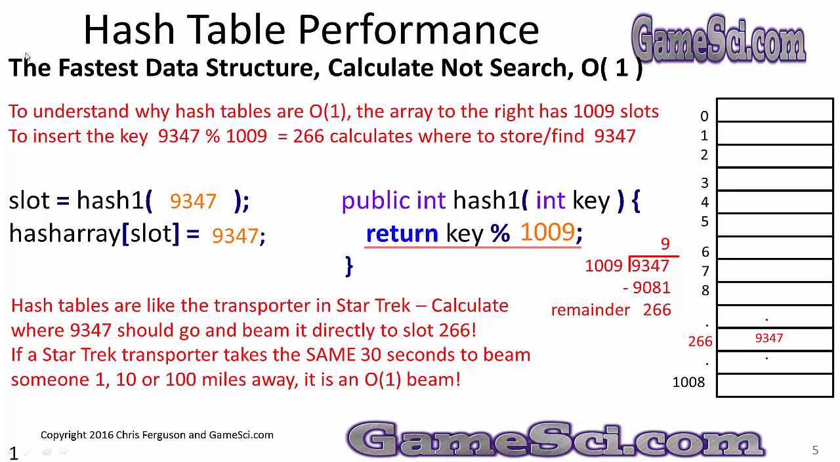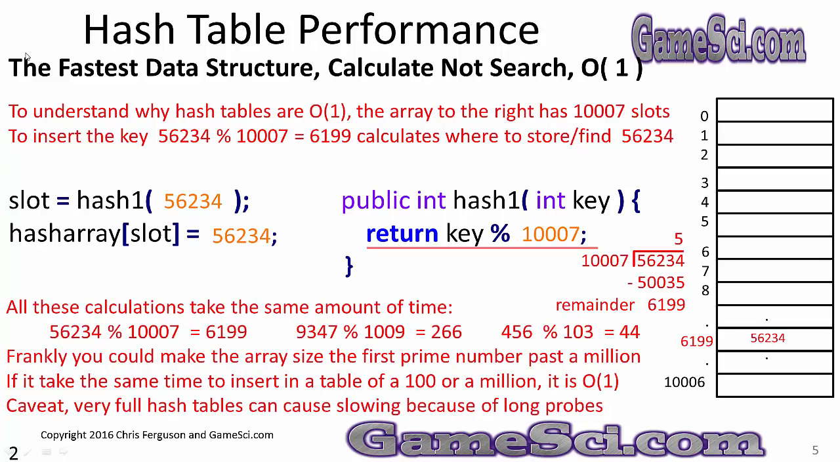Hash tables are like the transporter in Star Trek. We're going to calculate where 9347 should go and beam it directly to slot 266. We're not going to search 250 slots to find a position for it. We're going to go straight to 266. If the Star Trek transporter takes the same 30 seconds to beam someone 1 mile, 10 miles, or 100 miles away, it's an order of 1 beam. That's the beauty of the transporter beam. It takes the same amount of time to send you a block as it takes to send you a mile. Hash tables beam directly to the spot you want to go.